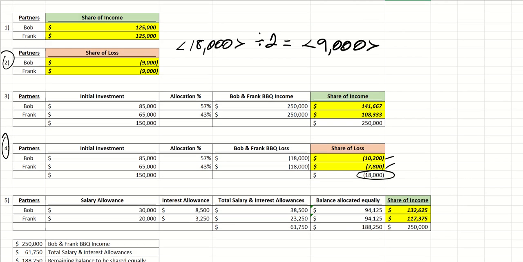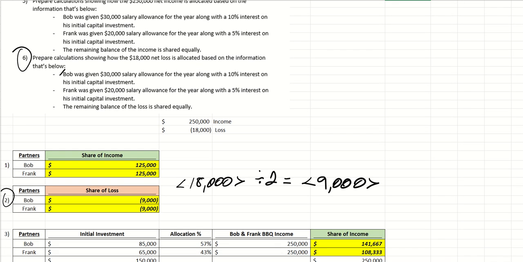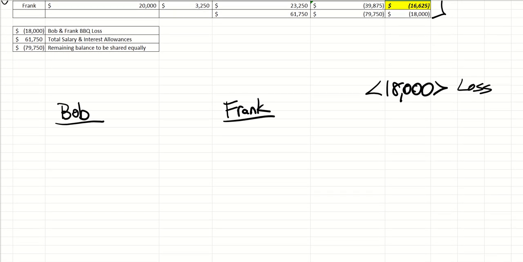Now I'm going to go back up here to the first bullet point. Bob was given a $30,000 salary allowance for the year, along with a 10% interest on his initial capital investment. I want to take this step by step, in 2 parts. First I want to focus on the salary allowance that Bob was given. Bob was given a $30,000 salary allowance, and that's it. I'm not going to read on. I want to take care of the salary allowance here for Bob, so underneath Bob, I'm going to put salary allowance.